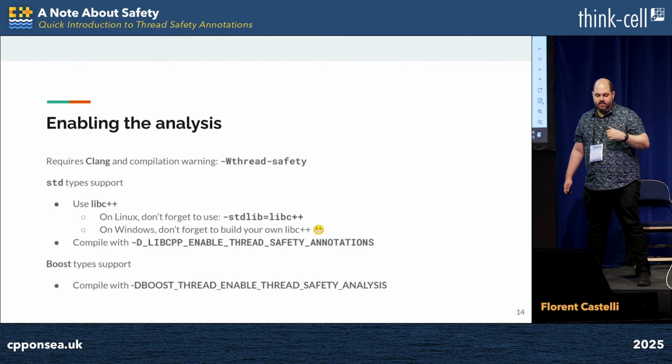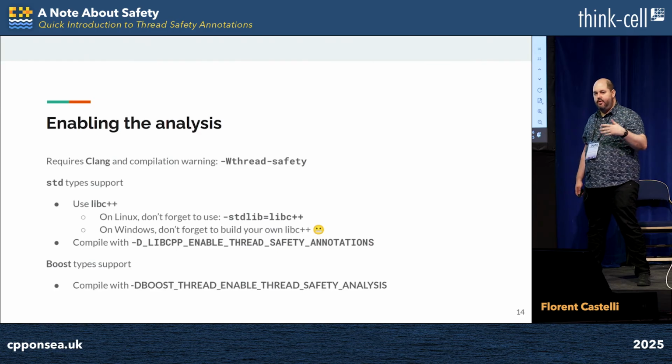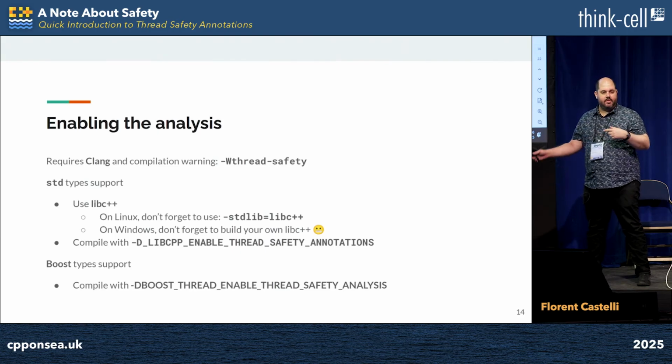How do you enable this? Well, it's the Clang thread safety analysis, so you need Clang, and you need to enable the warning. And then you need to have Clang understand your types. So if you're using the standard library, std::mutex and all that, you can, for example, use libc++. On Linux, it's a simple flag to pass. You need to rebuild everything with it, but that should be okay.